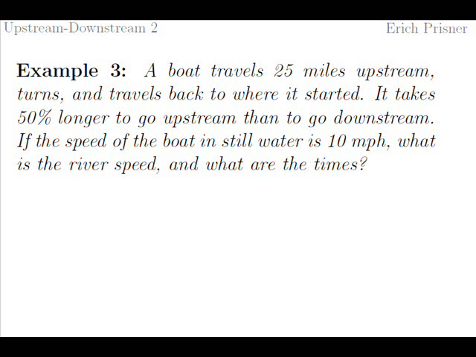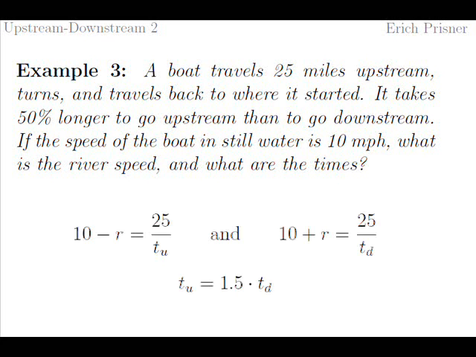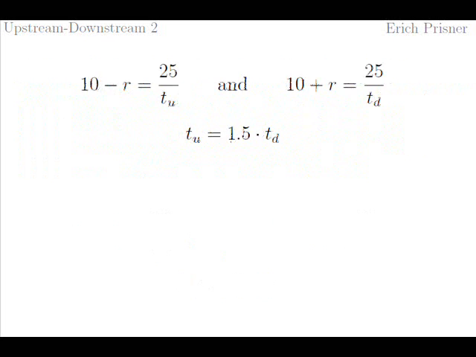what are the times? Well, the upstream-downstream equations again, 10 minus r equals 25 over tu, and 10 plus r equals 25 over td, exactly the same as before. And the equation between the times, tu equals 1.5 times td. 50% more means multiplying by 1.5. Since the first two equations are exactly the same as in example 2, they can also be reformulated into one equation in the two variables exactly as they are.